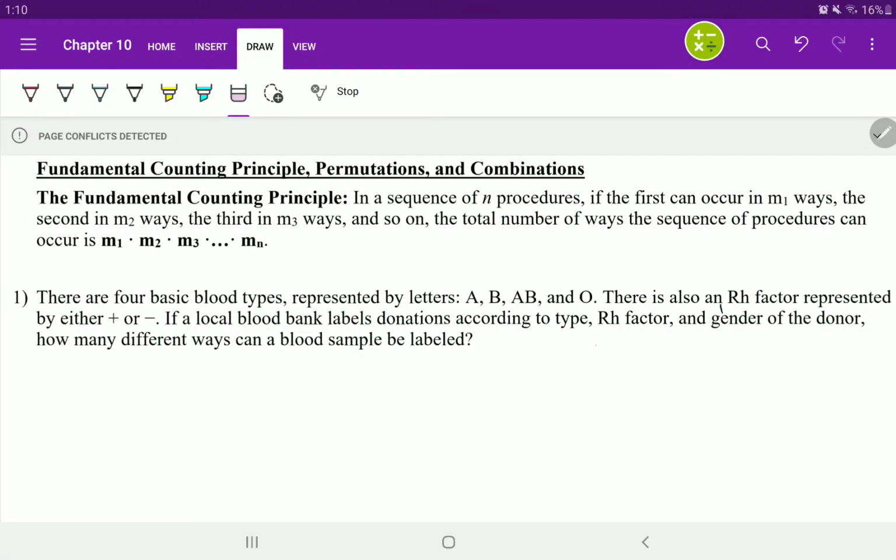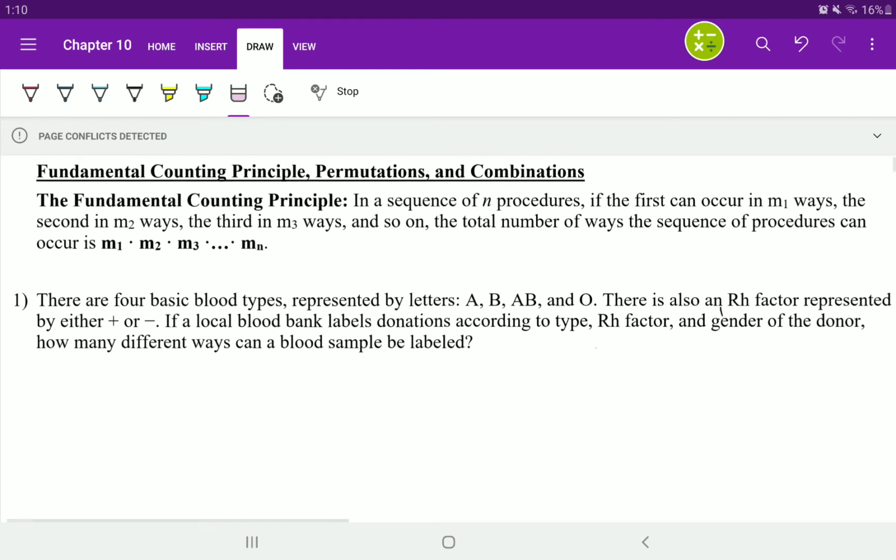All right, guys. Welcome to the counting principle, permutations, and combinations. Basically, this will cover Chapter 10, Section 2, Chapter 10, Section 3. And also, this topic is needed to complete Chapter 10, Section 5. More on that later. Now, let's introduce the fundamental counting principle.